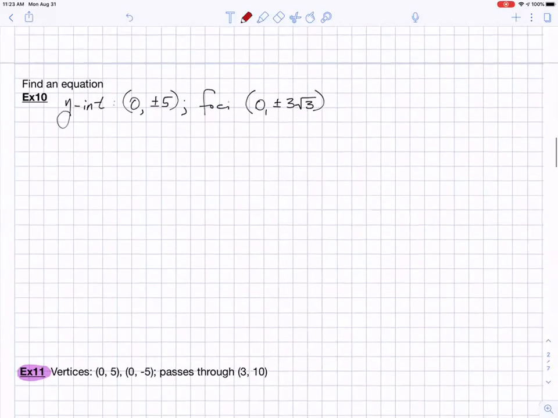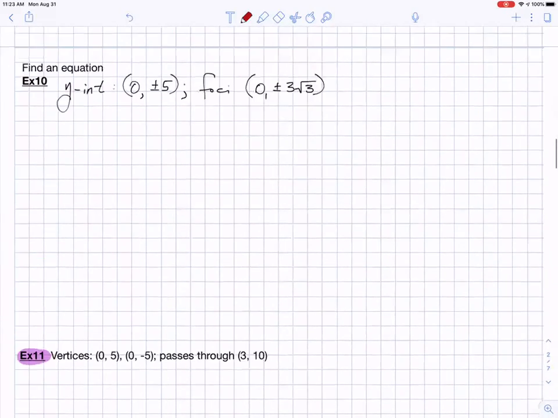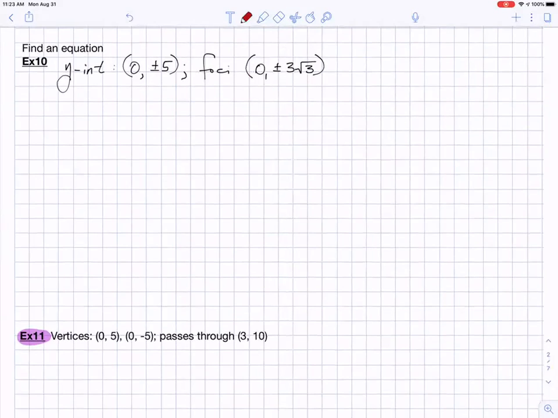Okay. All right. Let's skip number 10 and let's go to number 11. Let me read the directions though. We should be finding an equation. Okay.